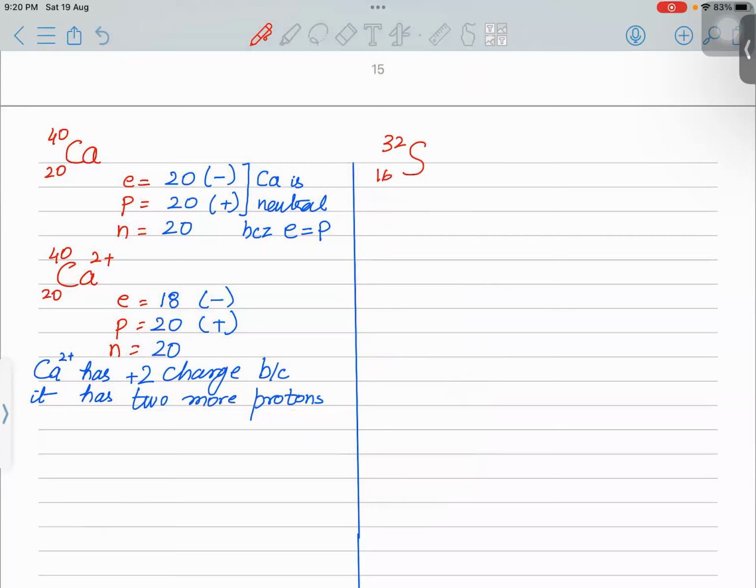Now next example is sulfur, 32, 16. Can anyone explain why sulfur has minus 2 charge? Do it in your copy, solve and tell me why sulfur has minus 2 charge.